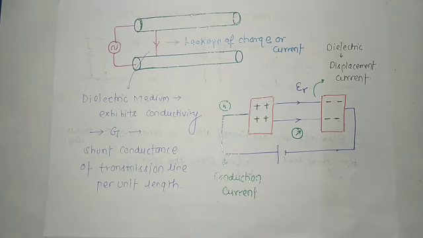So far we have seen the four primary constants of the transmission line: resistance because of ohmic drop, inductance because of the magnetic field, and capacitance because of the two conductors and dielectric material. There is some leakage current from one conductor to another, and because of that conductance comes into the picture. So these are the four primary constants of the transmission line.